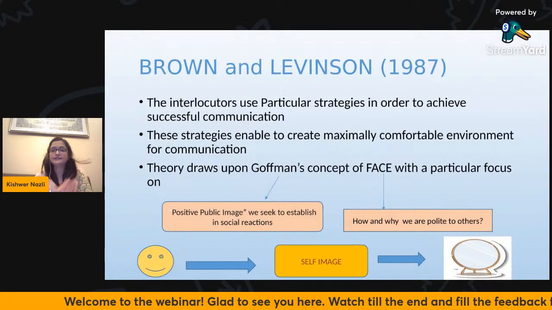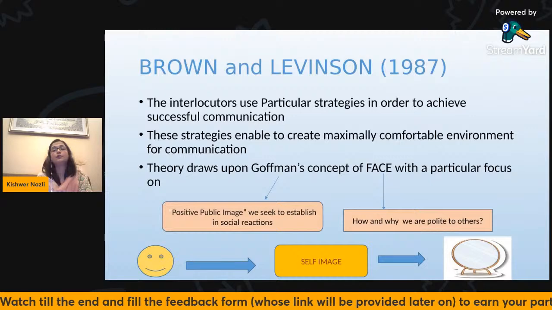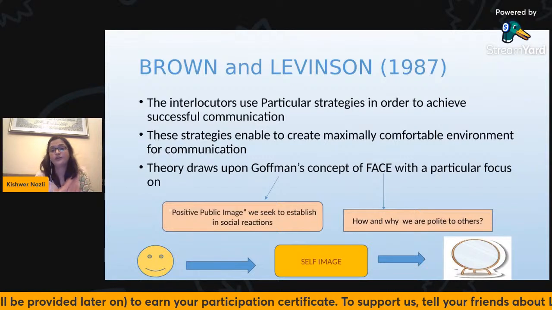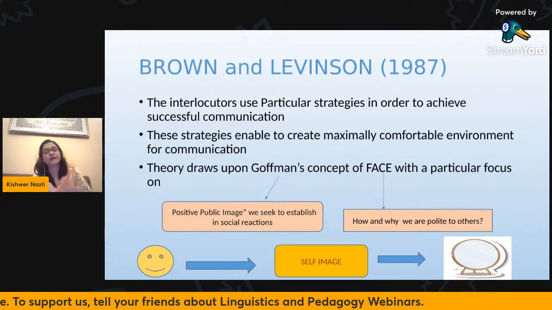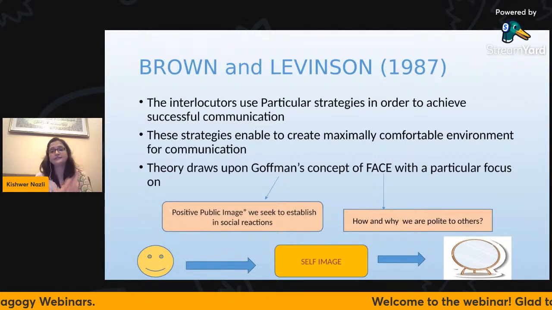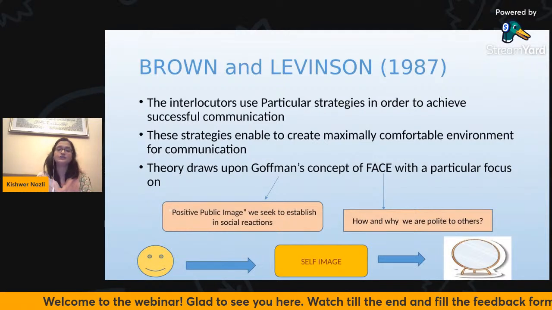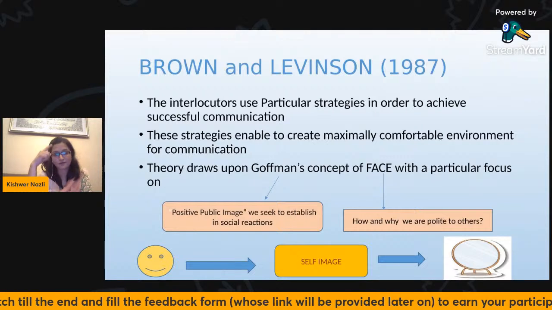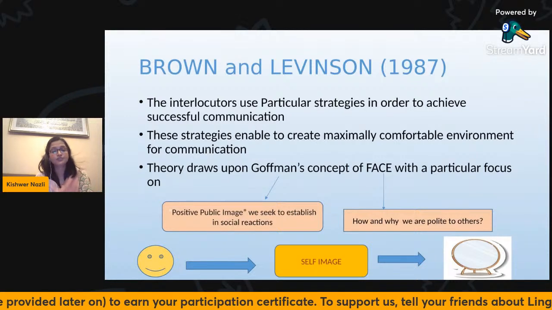Brown and Levinson coined this theory in 1978, and then they modified it in 1987. According to Brown and Levinson, interlocutors use politeness as particular strategies in order to achieve successful communication. These strategies enable the creation of a maximally comfortable environment for communication, and their theory drew upon Goffman's concept of face, which means the positive public image we seek to establish in social relations. We discussed face in the last two slides. Here, face does not mean this part of our body. Face means our positive public image we seek to establish in social interactions.